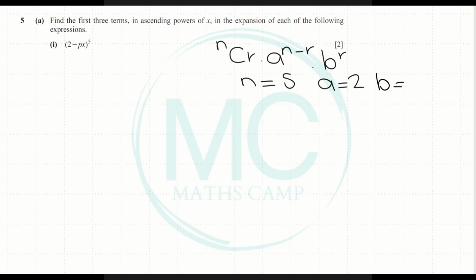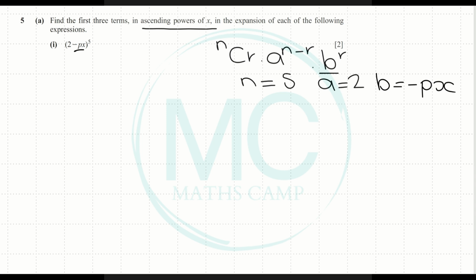So b is equal to negative px. Now the question says, find the first three terms in ascending powers of x. This means that we need to find the constant when x is 0, the x term, and the x squared term. Now in the bracket, our b term is negative px. It is the only term with an x variable, which means that b with an exponent of r will give us our x term in the expansion.